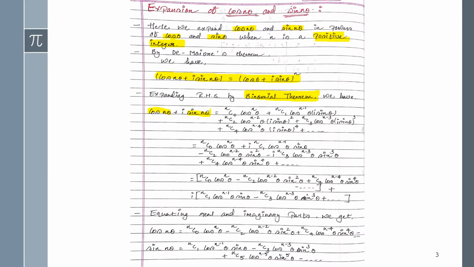So nC0, then afterwards comes nC1. Now the power of the cos function will decrease and the power of the sin function will increase one by one. So cos to the n, then cos to the n minus 1, then n minus 2, then n minus 3, and so on. The power of cos does not increase, it decreases: first n, then n-1, then n-2, n-3, and so on.